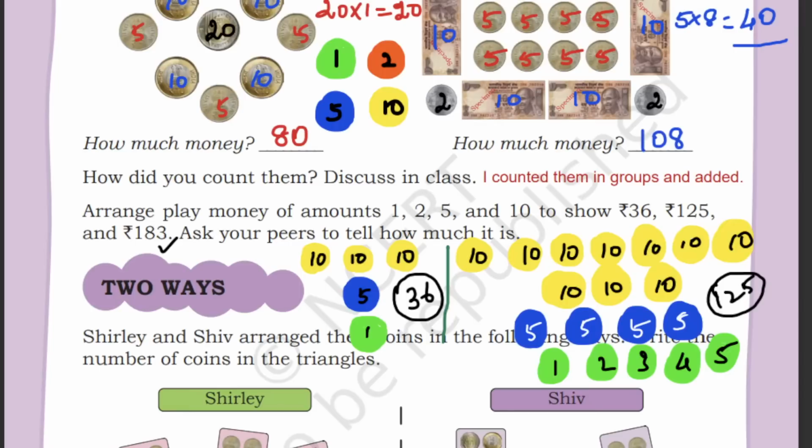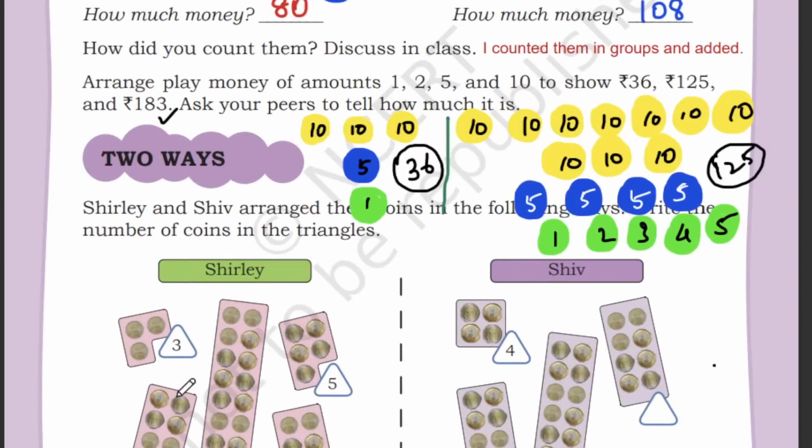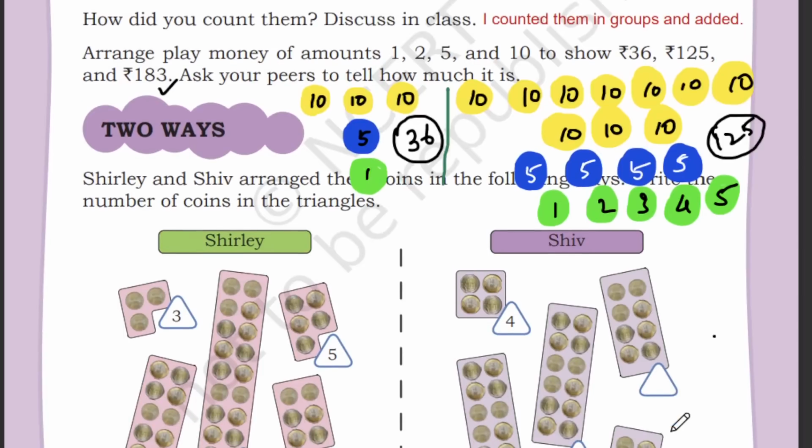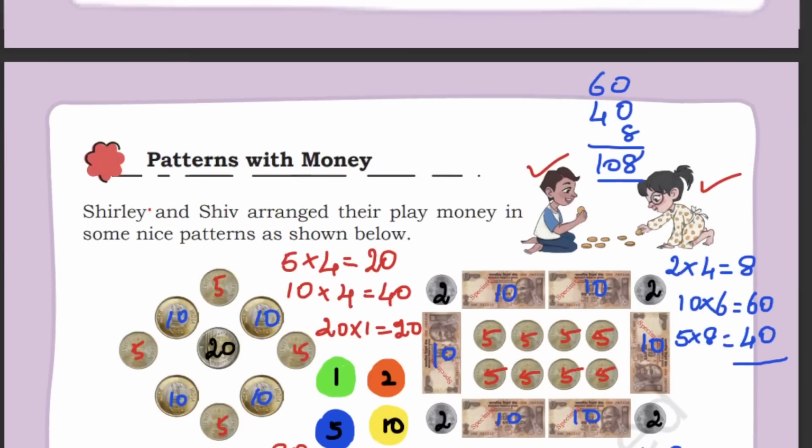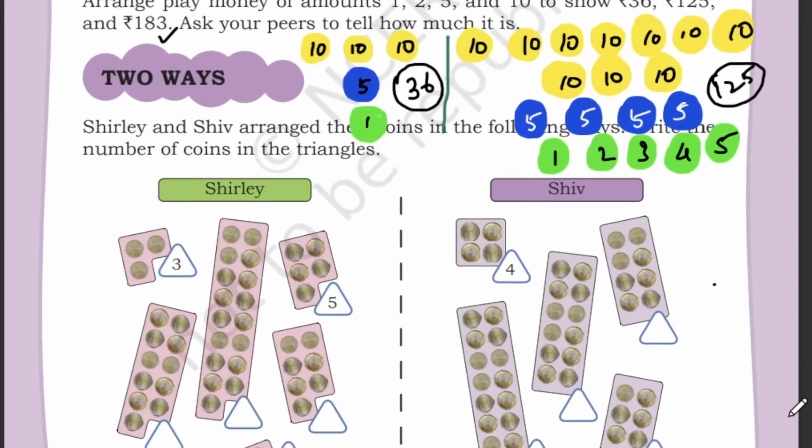Next we have Shirley and Shiv, who arranged their coins in the following way. Write the number of coins in the triangle. So now we need to write the number of coins in the triangle. They have arranged in this way. So you have to find and write the number of coins. Let's do this, students. I'm not going to erase all this. Let it be the same.